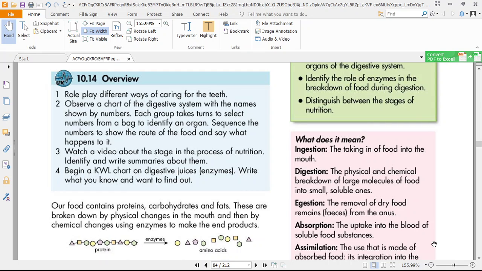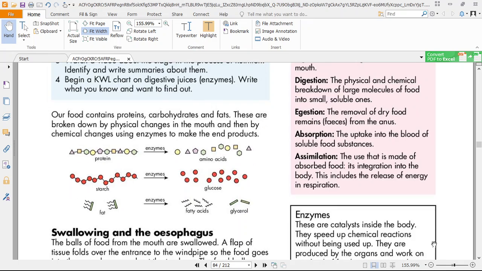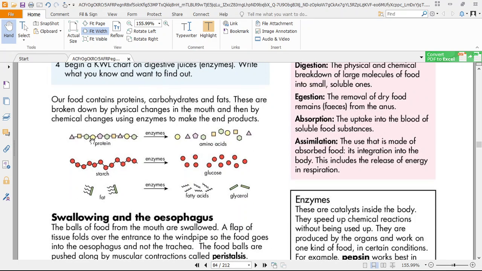So masticate it up, right? Just a nice little thing I am saying, what you would say in proper, standard English, that the food is masticated by the mouth, and then by chemical changes using enzymes to make the end product. This is what we're talking about, guys. If you look right here, you can see your protein molecules, and the enzyme works on the protein molecules, making them into amino acids, the very simple form. That is what goes into the bloodstream, right?